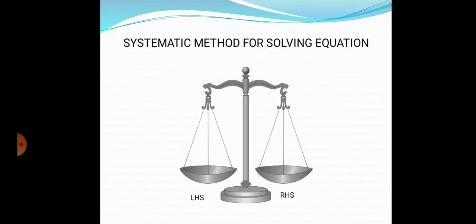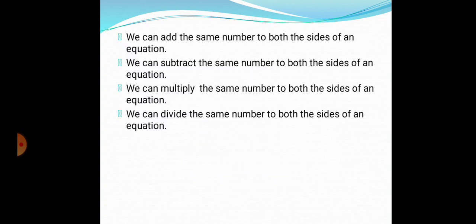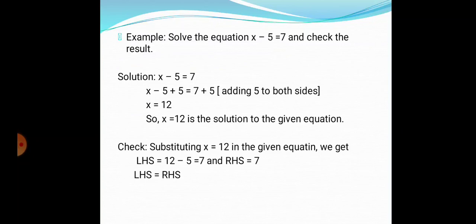So what is the rule we should follow? We can either add the same number to both sides of an equation, or subtract from both sides, multiply or divide. Whatever is necessary for the equation to stay balanced. So let us see the same thing with an example.